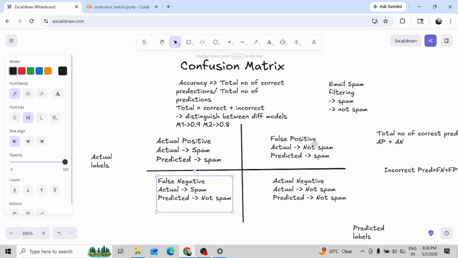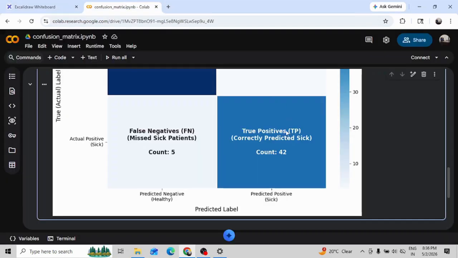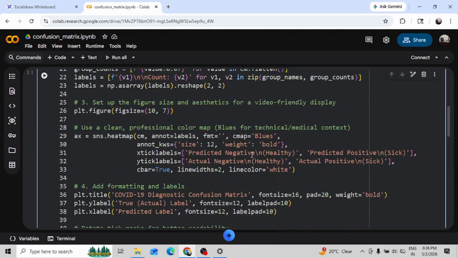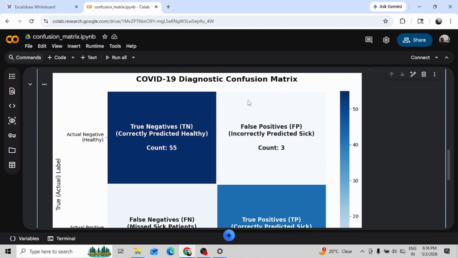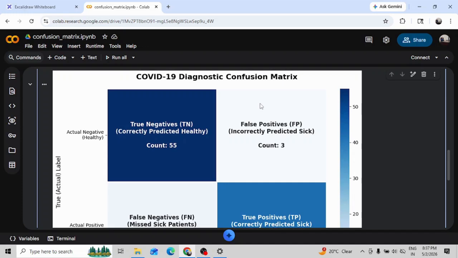So this was all about the confusion matrix. I've also created a plot here, so you can check the code. If I show you this, I've created a confusion matrix here. On this screen you can see the COVID-19 diagnostic confusion matrix. Here also we can see these are the labels that I talked about.